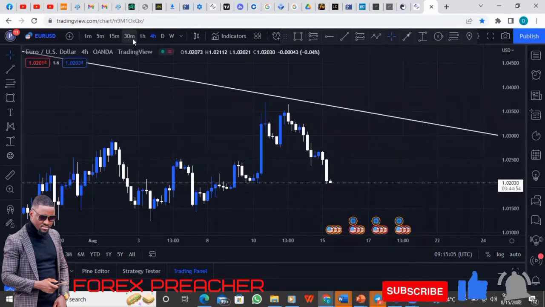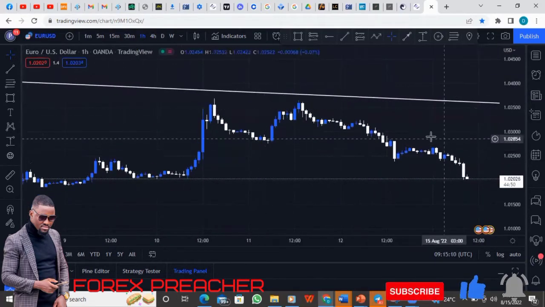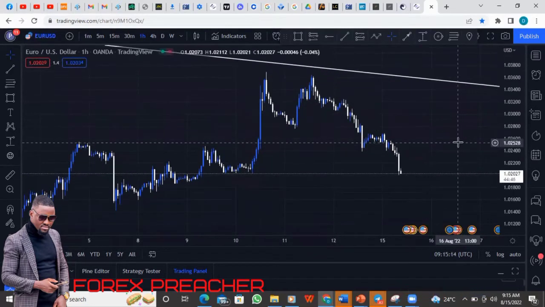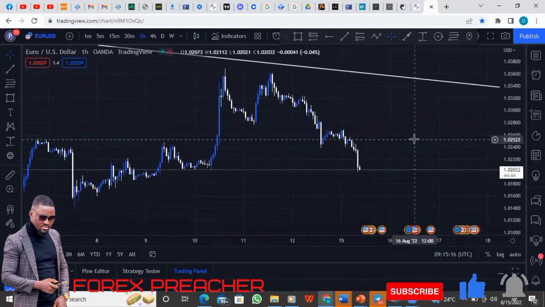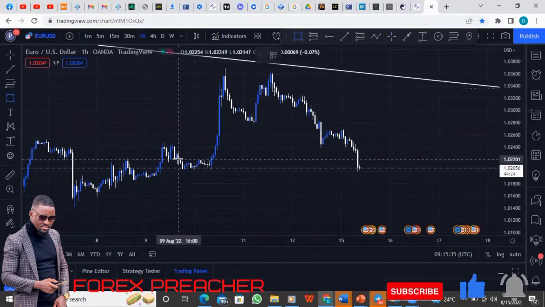So I go to my 1-hour time frame. On my 1-hour time frame, now in SAD, that is supply and demand, there is something that we always take note of: these 4 phases of the market: the contraction, the expansion, the retracement, and then the reversal.